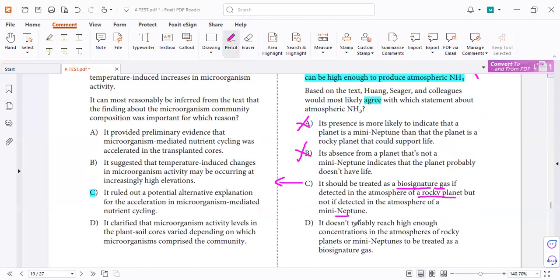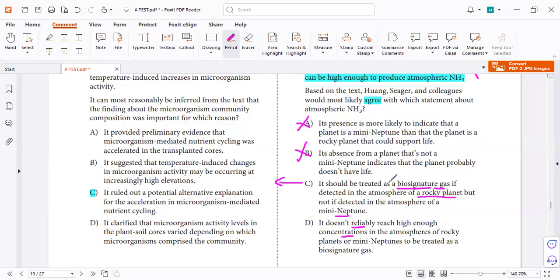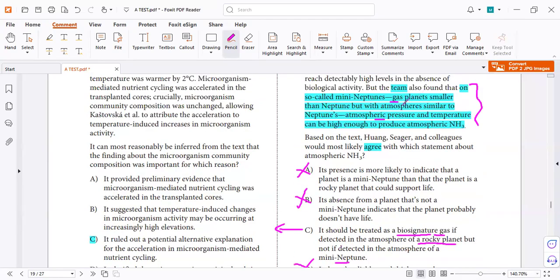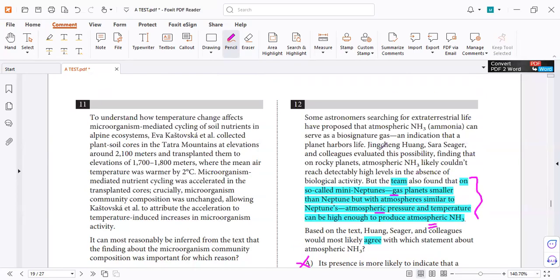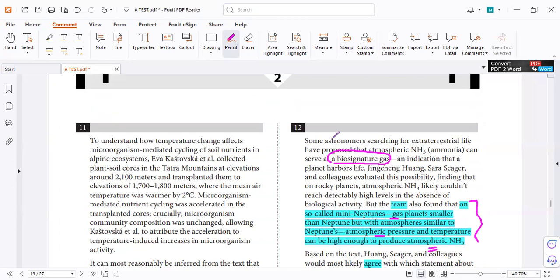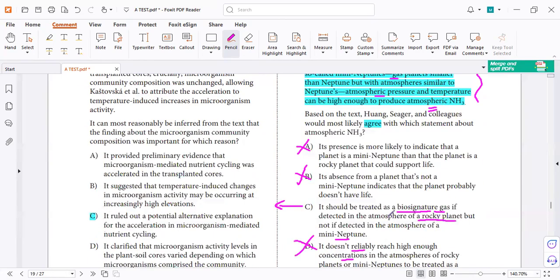How about D? It doesn't reliably reach a high enough concentration. Then how? He found it already, and he didn't mention anything about it. Does not reliably reach something. This one is wrong. This is opposite to the finding. It means they found atmospheric H3, and atmospheric H3 is mentioned as a biosignature gas. This is the gas: if you find it, we will find life. As he explained here, it's an indication, evidence that a planet harbors life. They found it there, but that just means it's a bio.